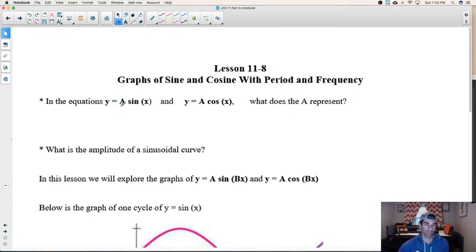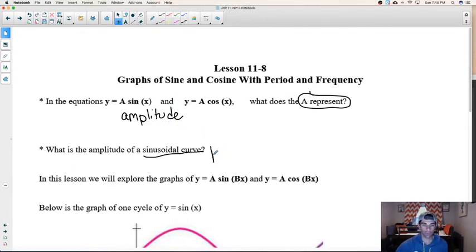So in the equations, a sine x and a cosine x, what does the a represent? Well, we went over that in the last lesson, and the a is going to represent our amplitude. That's the height, the maximum or the minimum that the graph will go as it's being graphed from 0 to wherever, 2 pi or whatever the case might be. So it says, what is the amplitude of a sinusoidal curve? Remember, that could mean a sine curve or a cosine curve.